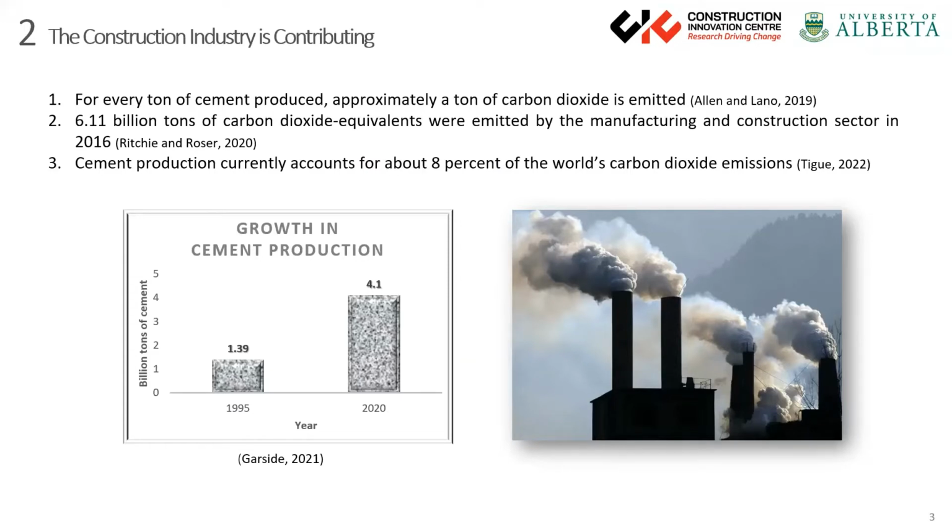Did you know that 1 ton of carbon dioxide is emitted with every 1 ton of cement we produce? In fact, 6.11 billion tons of carbon dioxide equivalents were emitted by the manufacturing and construction sector back in 2016. And this makes cement production account for about 8% of the world's carbon dioxide emissions. Okay.